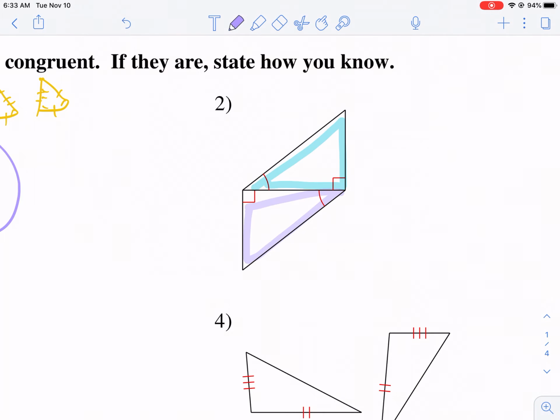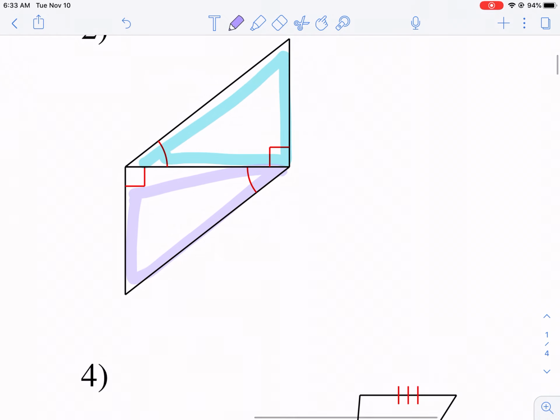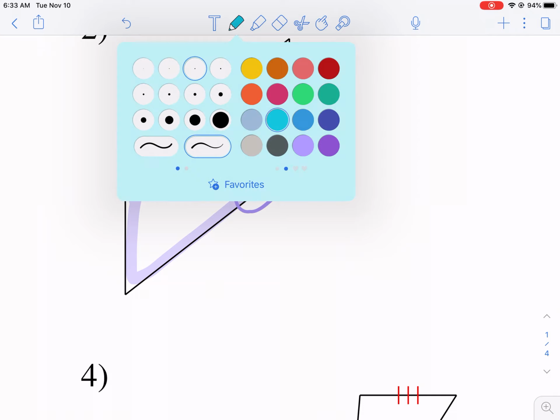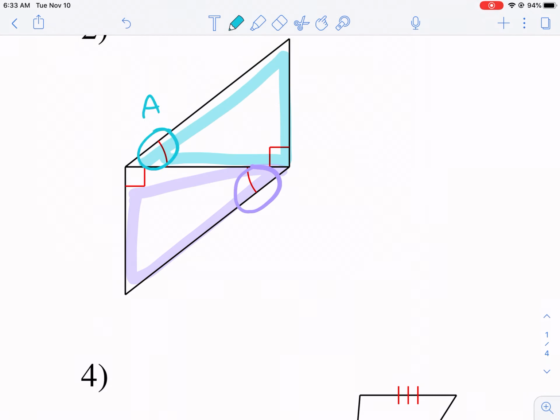Okay. So I'm going to use purple this time for the purple and blue for the blue. We have an angle and it matches up with this blue angle. Okay, A. Shoot, I should have labeled it A. Then we have another angle. So we have A and then purple. So I then have A and I also have A over here.